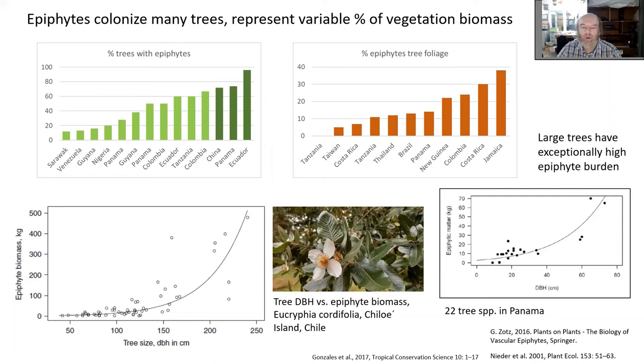The same goes for interspecific comparison. There are 22 different species in Panama with their average size and epiphytic biomass. And again, you can see a disproportionate increase for large trees.